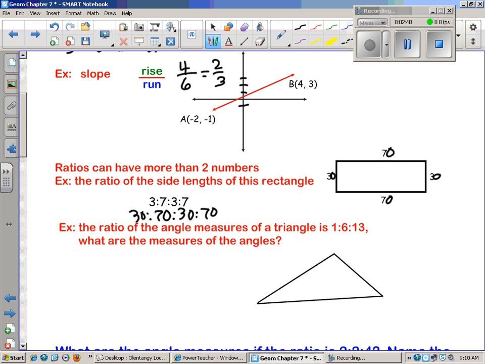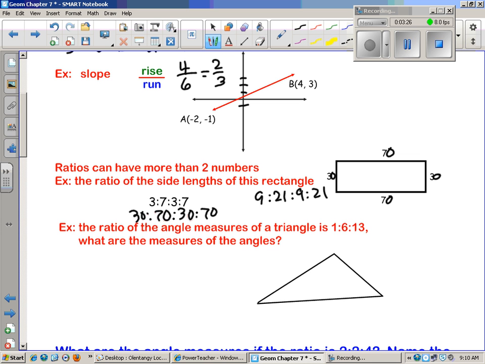Or give me another dimensions of that rectangle. What else could it be if we're going to keep that 3 to 7 to 3 to 7? Could also be what? 9 and 21, right? 9, 21, 9, 21. Because if I reduce this, what can I divide it by? 3. And if I reduce it, what do I get? 3, 7, 3, 7.